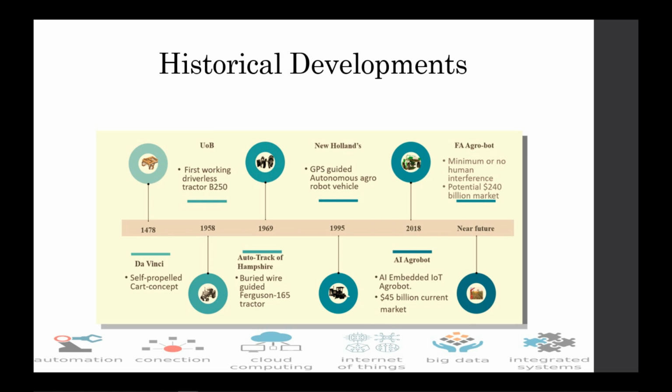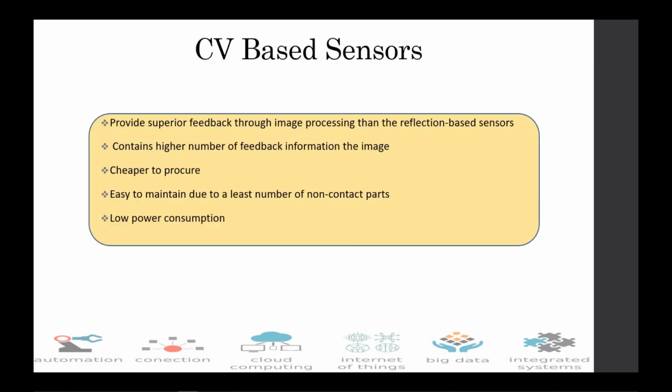University of Berkshire in 1958 came up with the B250 driverless tractor. In 1969, Auto Truck of Hampshire demonstrated their buried wire guided Ferguson 165 tractor. New Holland of Netherlands demonstrated their GPS guided autonomous tractor in 1995. As of 2018, the market was worth 45 billion. In 2020, there is a 240 billion pound market potential. My robotic project is just a small part of this bigger picture.